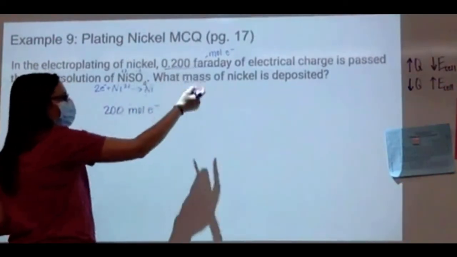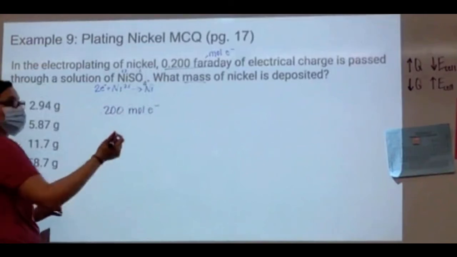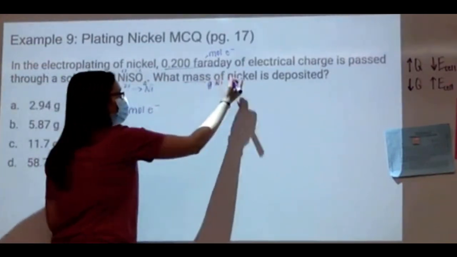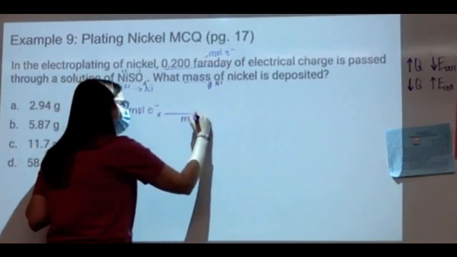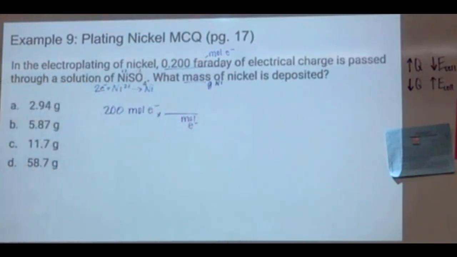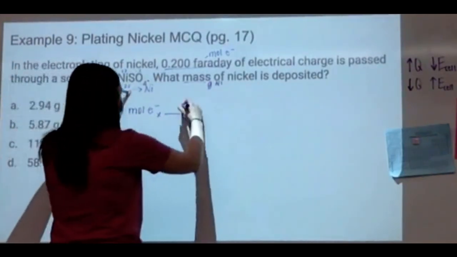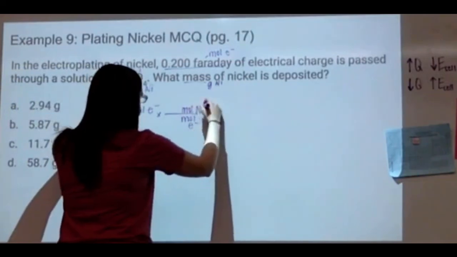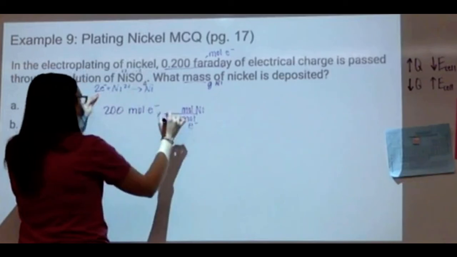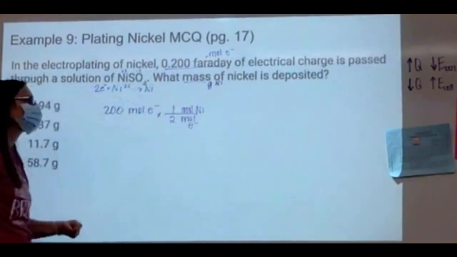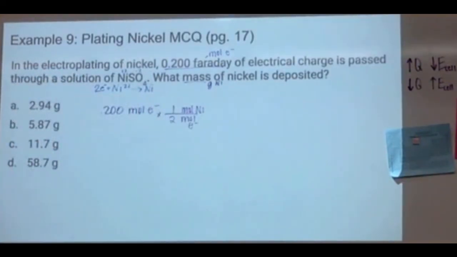My goal is to get to mass of nickel, so grams of Ni. Right now I have moles of electrons. I want to get rid of moles of electrons and go to nickel. This is like a stoichiometry problem. I have moles of one thing, I need to get to the other substance, so I need the mole ratio. This is where your half reaction is needed. For every 2 moles of electrons, we will produce 1 mole of nickel.